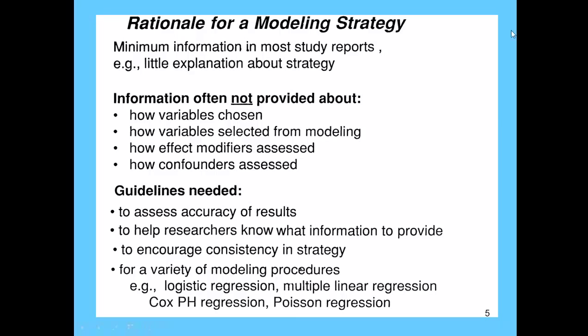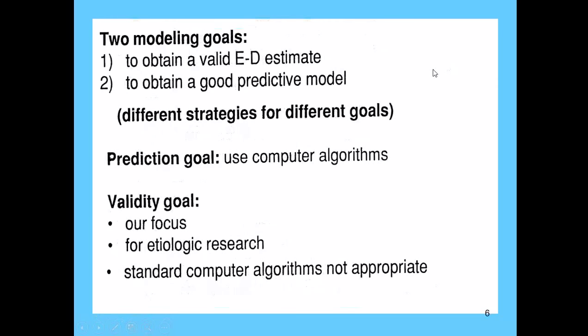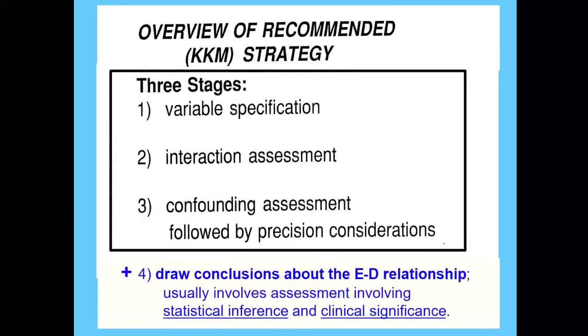So with that, I want to now just start talking about it. Now, I did say there's two goals, validity and precision. And our goal is to talk about validity. That's our focus. The reason why is because that's what you're really trying to answer. You're trying to do etiologic research more than anything else. What's the effect of exposure on disease? What's the relationship? How strong is it? That's why the goal is more validity than prediction, even though that could be your goal also.